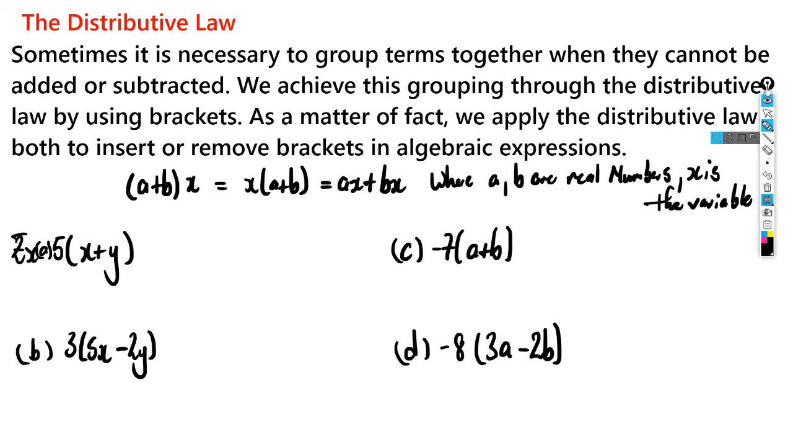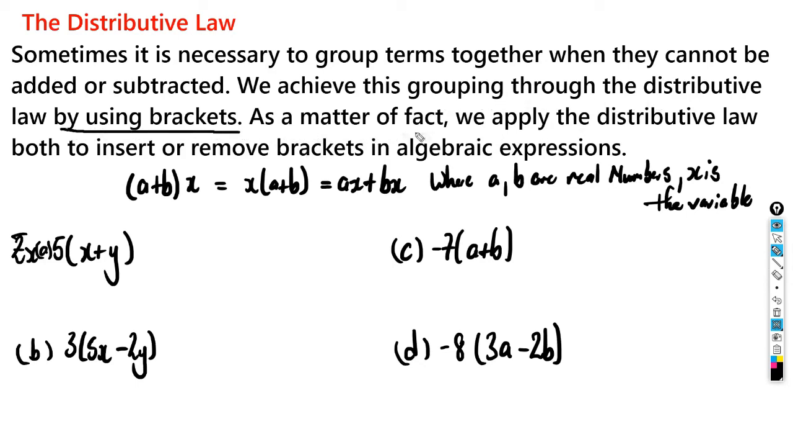All right, guys. So now we're looking at the distributive law, and it says sometimes it is necessary to group terms together when they cannot be added or subtracted. We achieve this grouping through the distributive law by using brackets. As a matter of fact, we apply the distributive law both to insert or to remove brackets in algebraic expressions. And let me just give you an example of that, actually. That's a very, very good point.